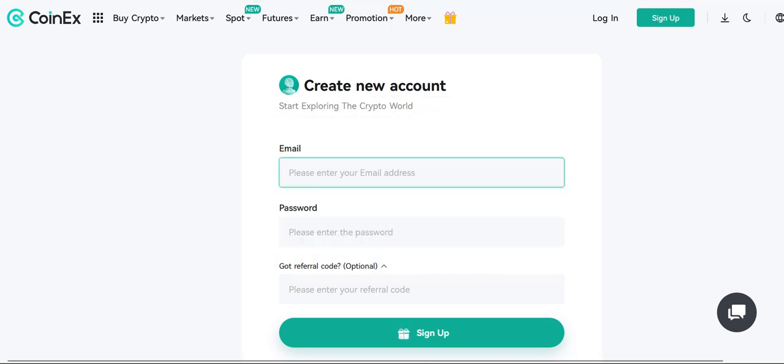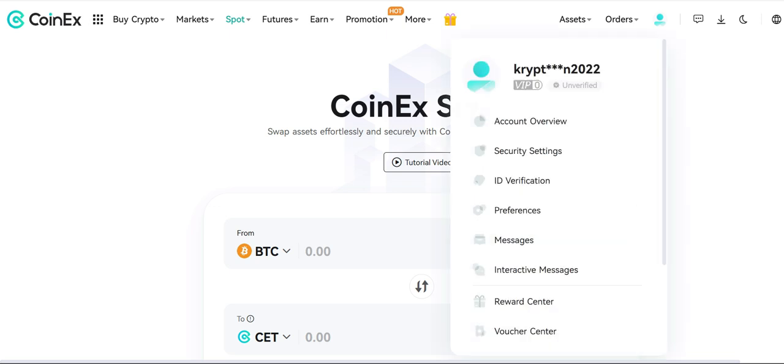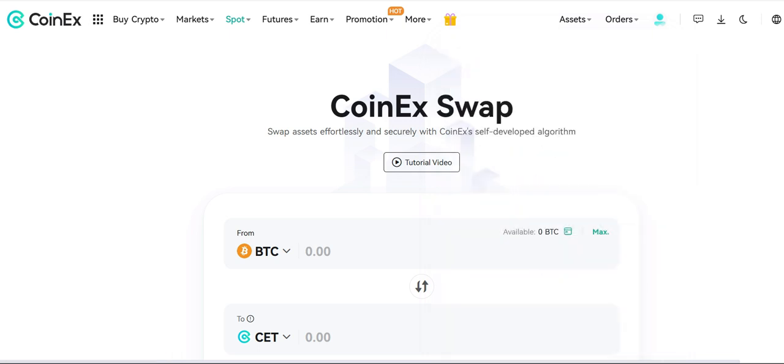So once you fill in this information with your email address and password, then you just have to confirm your email by going to your inbox. Confirm the account like you would in any other exchange. And once you log into CoinEx, you can hover up to the account settings, which you can see by clicking on the person icon here. You've got the account overview, the security settings, the ID verification. Now, you don't need to do KYC, but it is recommended if you want to be trading larger amounts. Of course, there's the reward center and the voucher center as well.